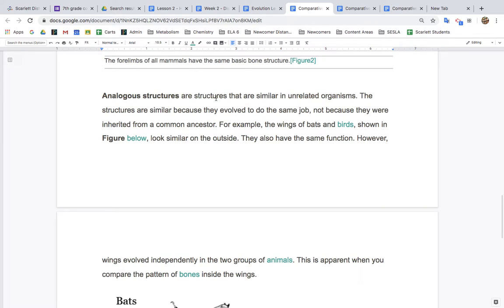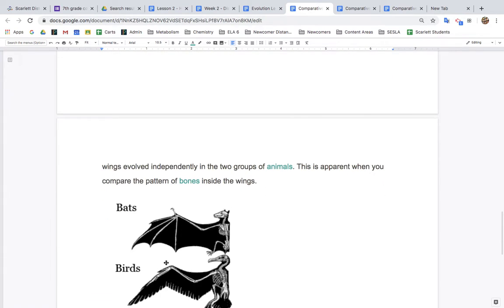Analogous structures are structures that are similar in unrelated organisms. The structures are similar because they evolved to do the same job, not because they were inherited from a common ancestor. For example, the wings of bats and birds, shown in the figure below, look similar on the outside.